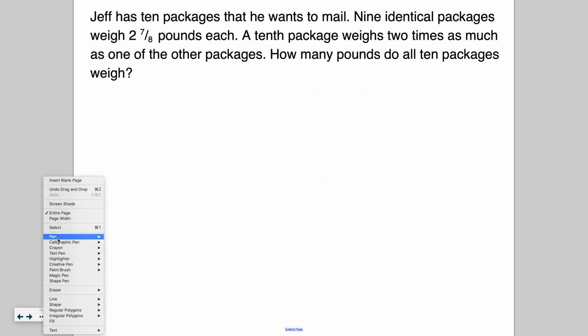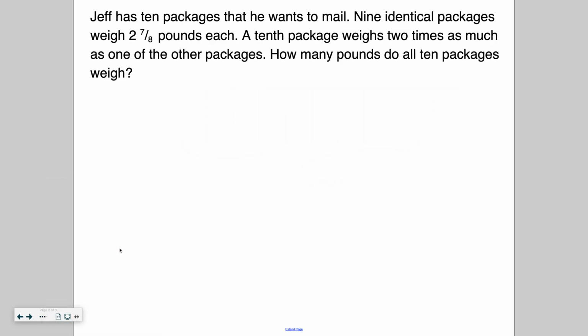Alright, so let's get into our first problem. As always, I'm going to model, you'll watch, and then you'll try one. So here I have: Jeff has 10 packages that he wants to mail. 9 identical packages weigh 2 7/8 pounds each.